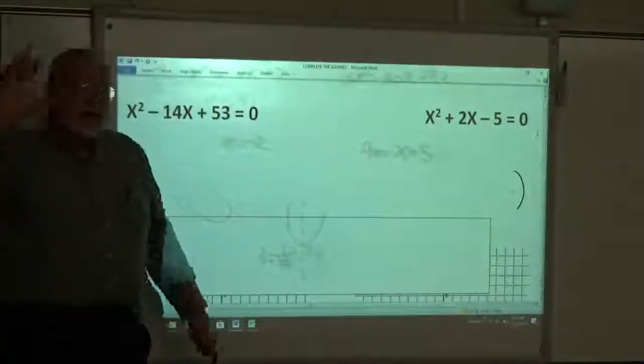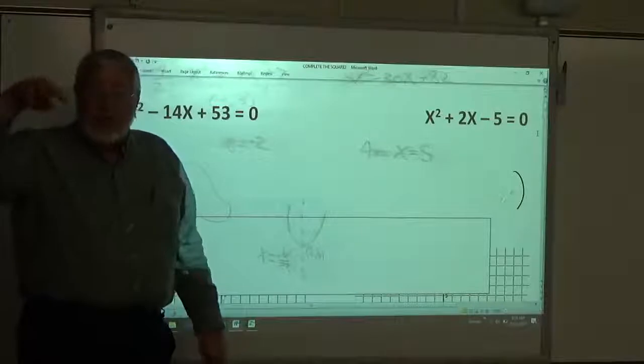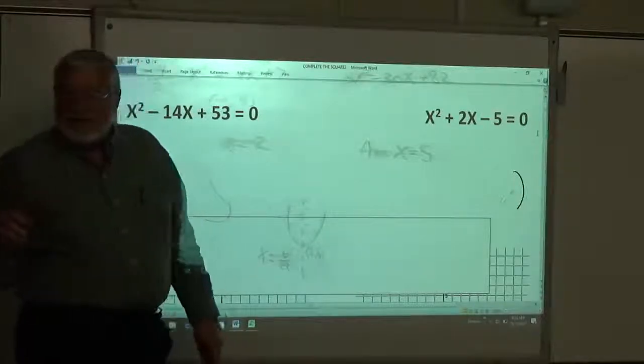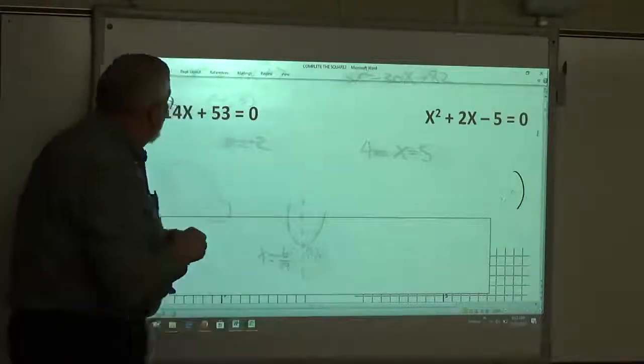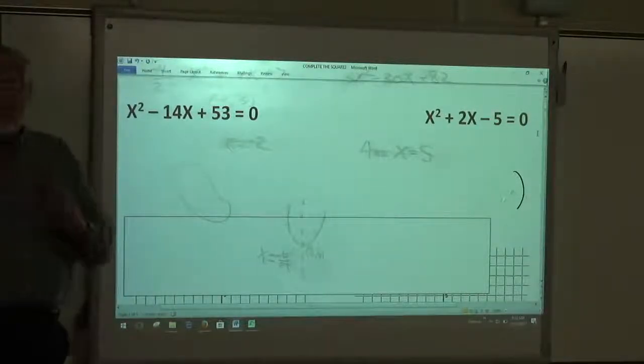How many of you know how to complete the square? I think so. All right. Two, three, I believe so. And one's asleep. Okay.